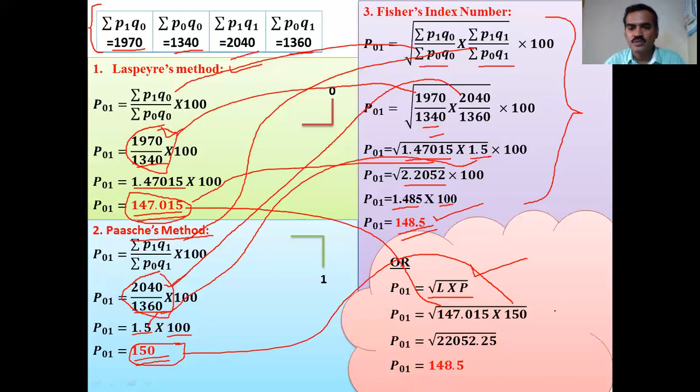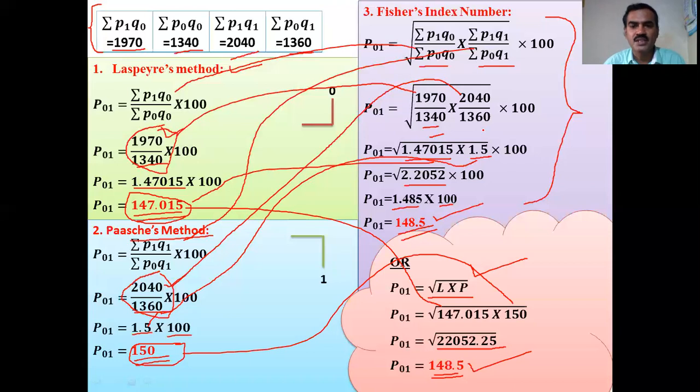Next, take the square root of this product, and you will get 22,052 rupees 25 paise. The square root of which is equal to 148.5. This is how the index number is calculated in the case of the Fisher index number method.